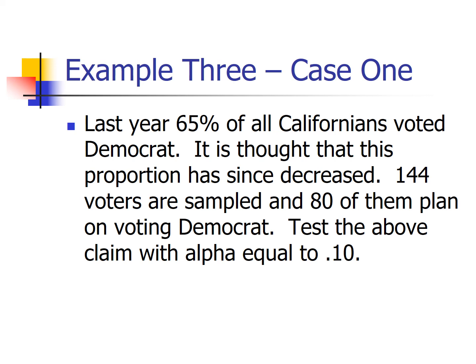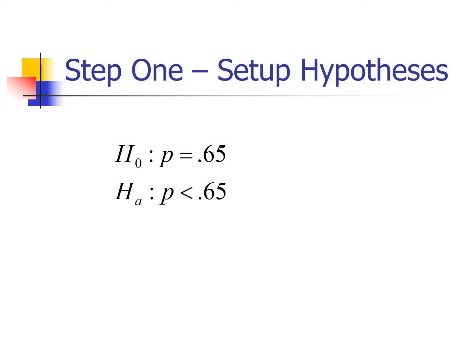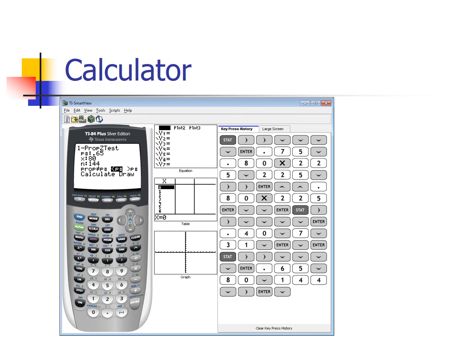Now, before we go to the next slide, can you set up the alternative hypothesis? Good. The alternative hypothesis is that P, we thought it's gone down, so it's that P is less than 0.65, which of course is what's on this slide. So here it is, filling in the information, just the usual stuff. Hypothesized proportion is 0.65. 80 out of 144 people said that they planned on voting Democrat. Our alternative hypothesis is less than P naught.